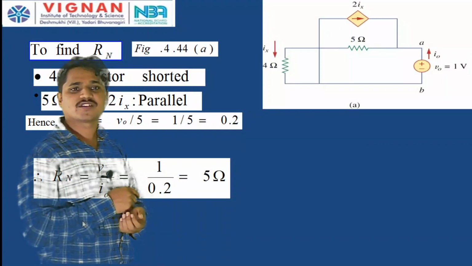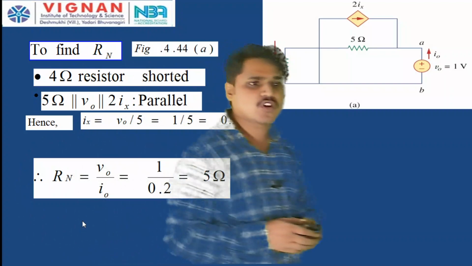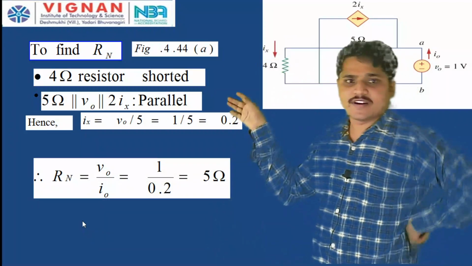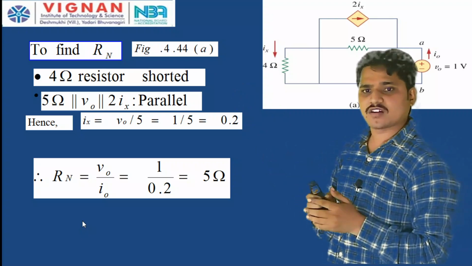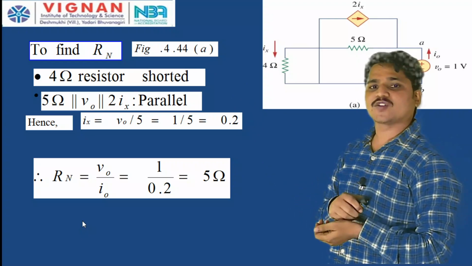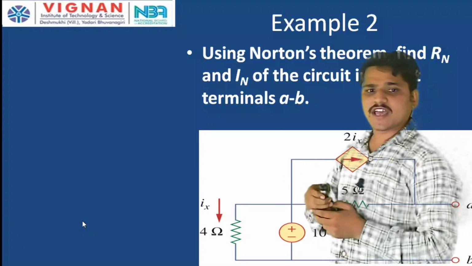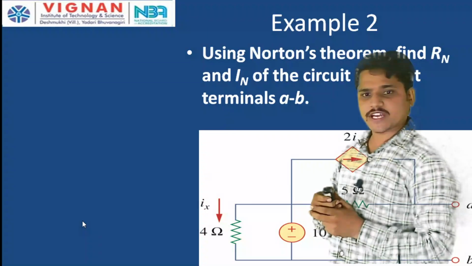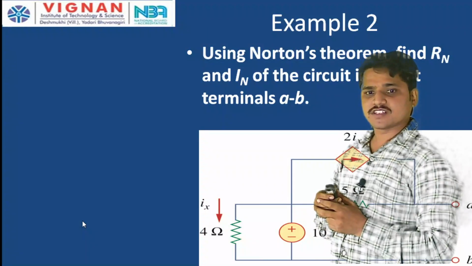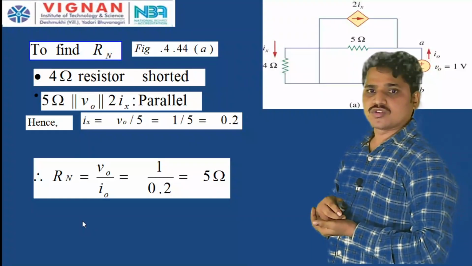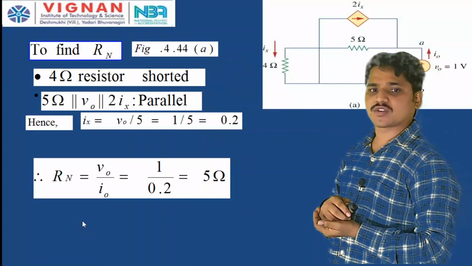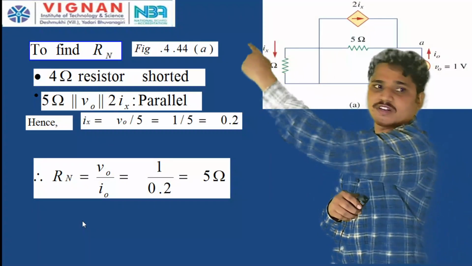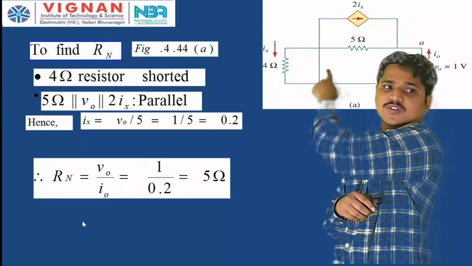Now, let us solve this. First, to find R Norton, how to find it? You have to kill the active sources. What is the independent source here? The 10 volts voltage source is the only source. So, you have to make it short circuit. The 10 volt voltage source is short circuited, like this.